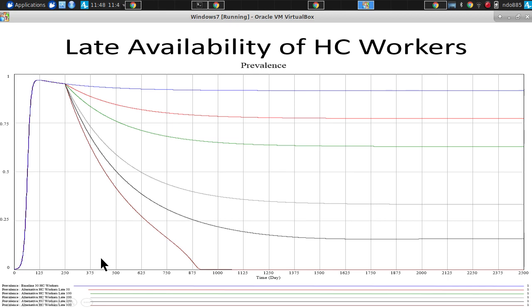Okay, now let's bring in the heavy artillery. Let's bring in 100 new healthcare workers. Bring it up from 30 to 130. Okay?